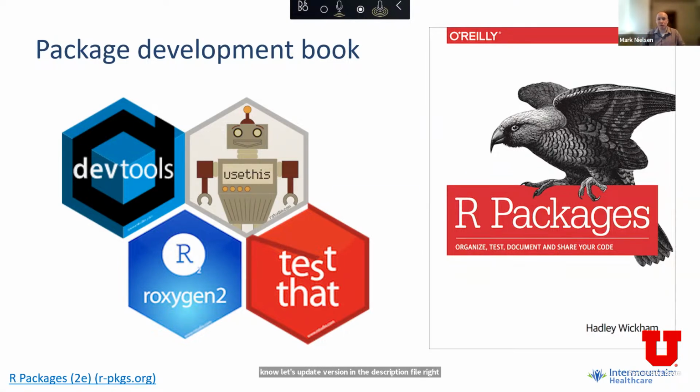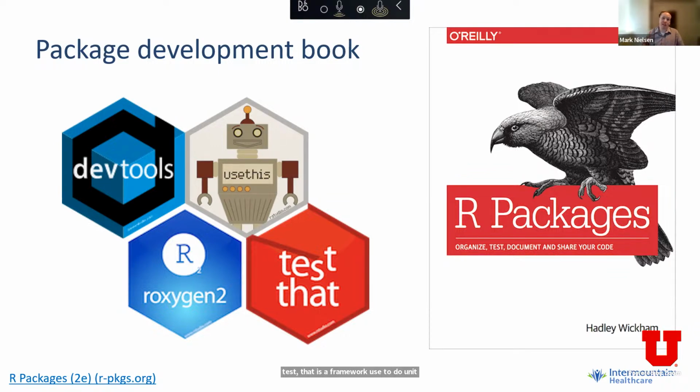Then there's roxygen2, or Roxygen. I don't know how to say that. Julia, do you know how to say that? I say it Roxygen. Okay, I think that's right. Roxygen really is there to make documentation of your packages a lot easier by adding special comments alongside your functions. And then testthat is a framework used to do unit testing.